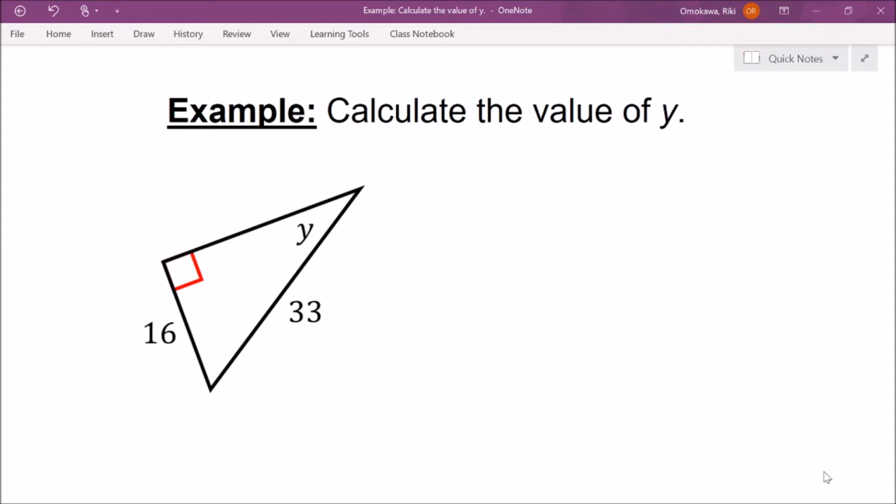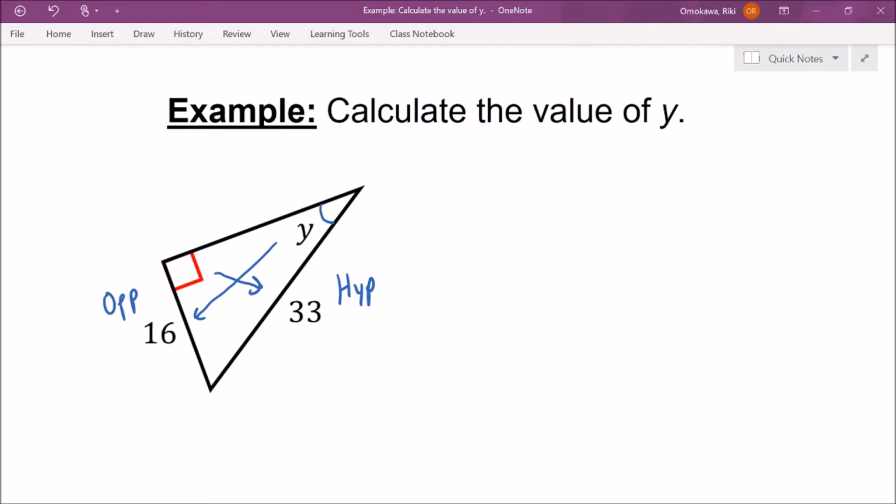So here's an example. Calculate the value of y. And regardless of whether our unknown is a side length or an angle, our goal here is still the same. We want to set up an equation and solve it. And to do that, first we have to establish which side is which. So we've got the angle we're working with here, even though it's our unknown, even though we don't know how many degrees it is. And then the sides, well, looks like 33 is the hypotenuse. And then 16 is the opposite side across from our angle.